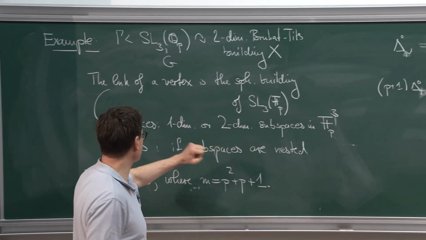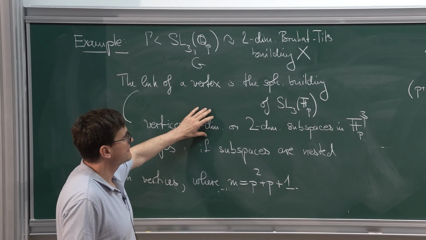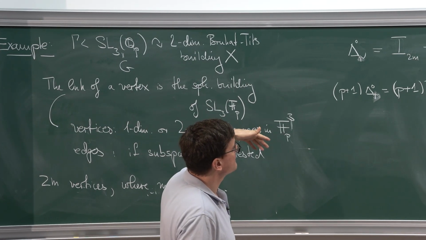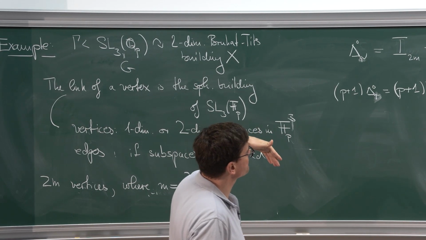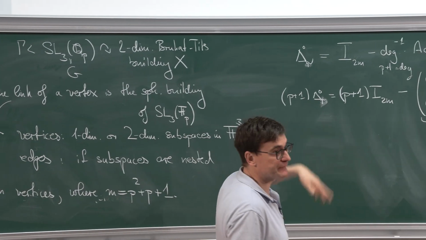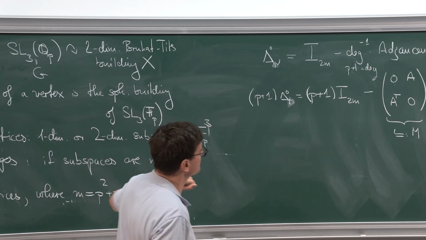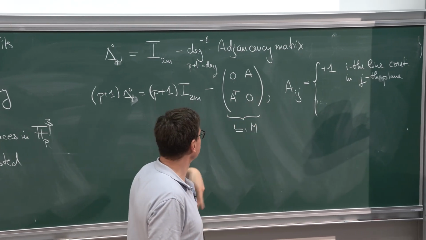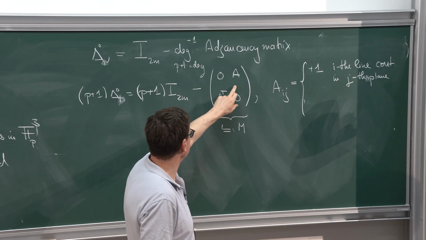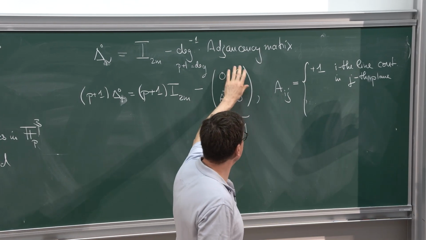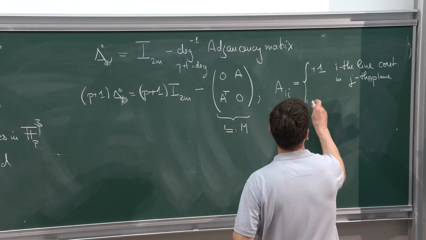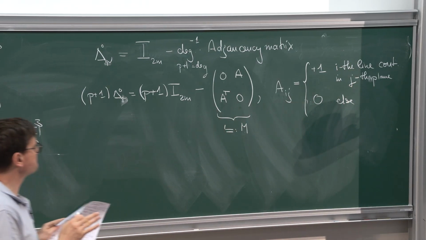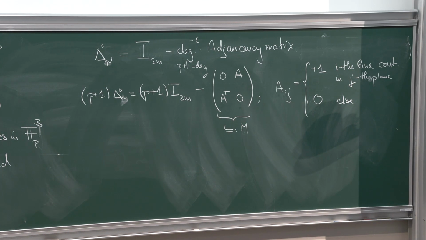So I view this as a projective plane. So I have lines and I have planes somehow. And I number them. I number the vertices, right? First the one-dimensional spaces, then the two-dimensional spaces. And because there is a duality here, the adjacency matrix has this form, and the upper part just indicates whether the ith line lies in the jth plane.